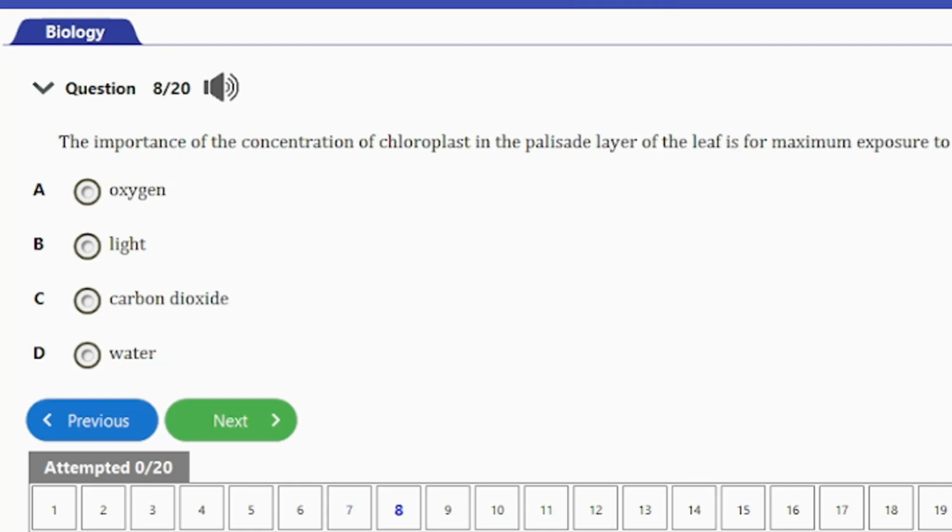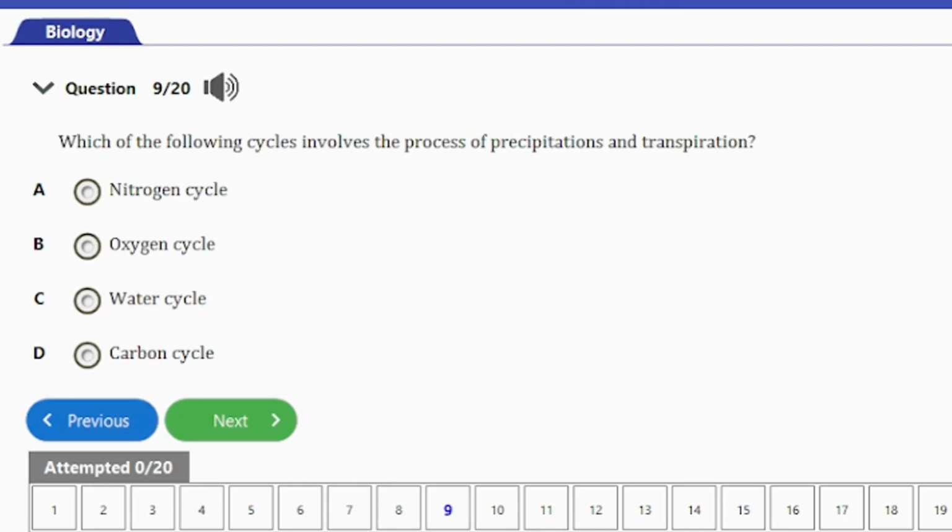Question number 8. It says the importance of the concentration of chloroplast in the palisade layer of the leaf is for maximum exposure to A, oxygen, B, light, C, carbon dioxide, D, water. So guys, the answer to this question is option B, and that's light. Let's consider the next question.